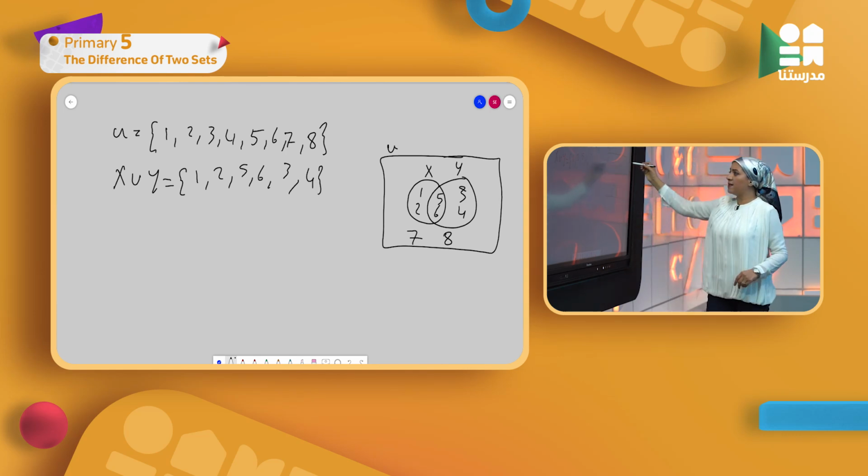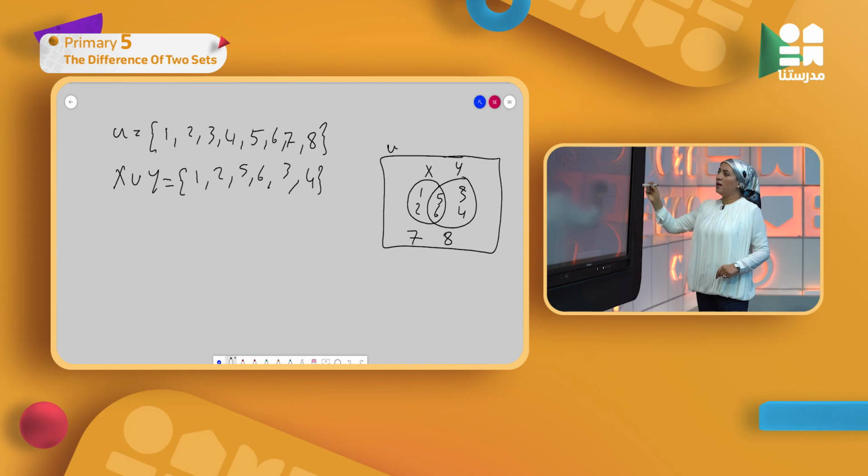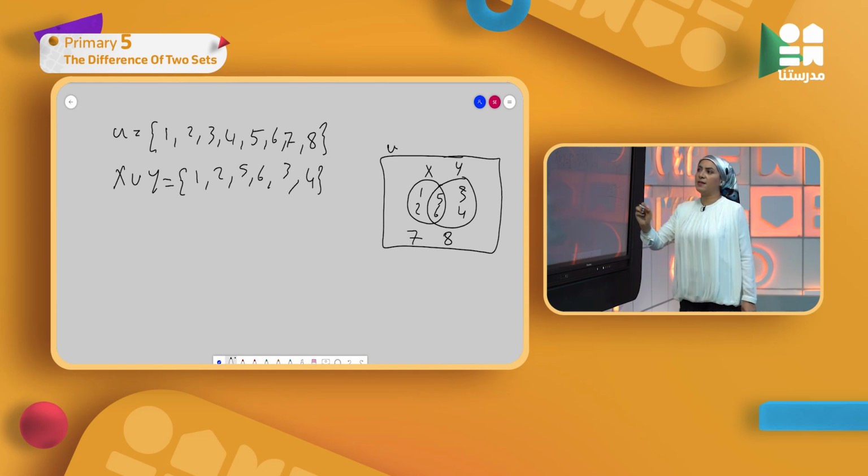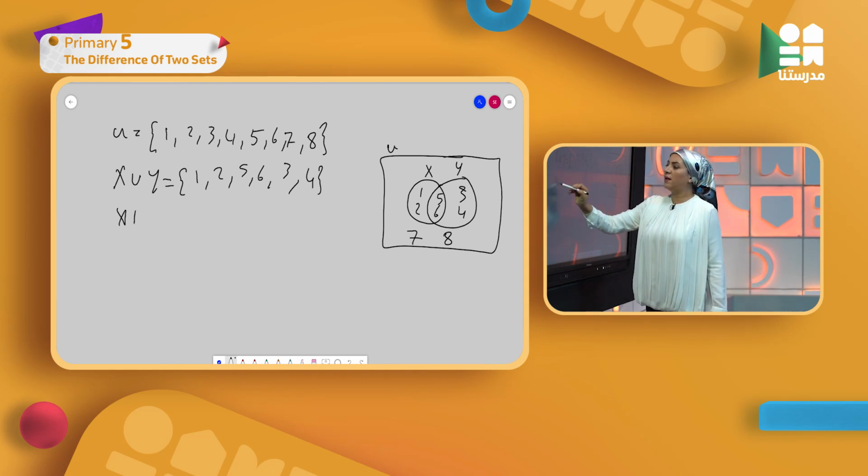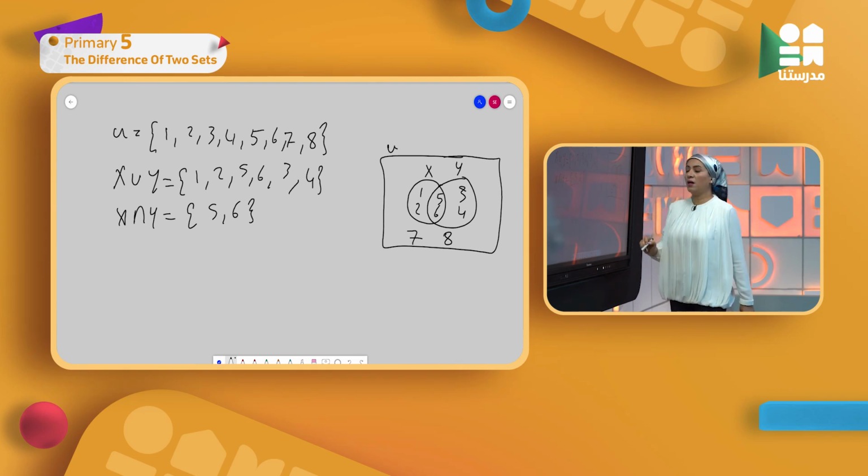طيب X intersect Y, هيبقى X intersect Y in the two elements in the middle, which are 5 and 6. X intersect Y equals 5 and 6. Okay, now I want X complement and Y complement.